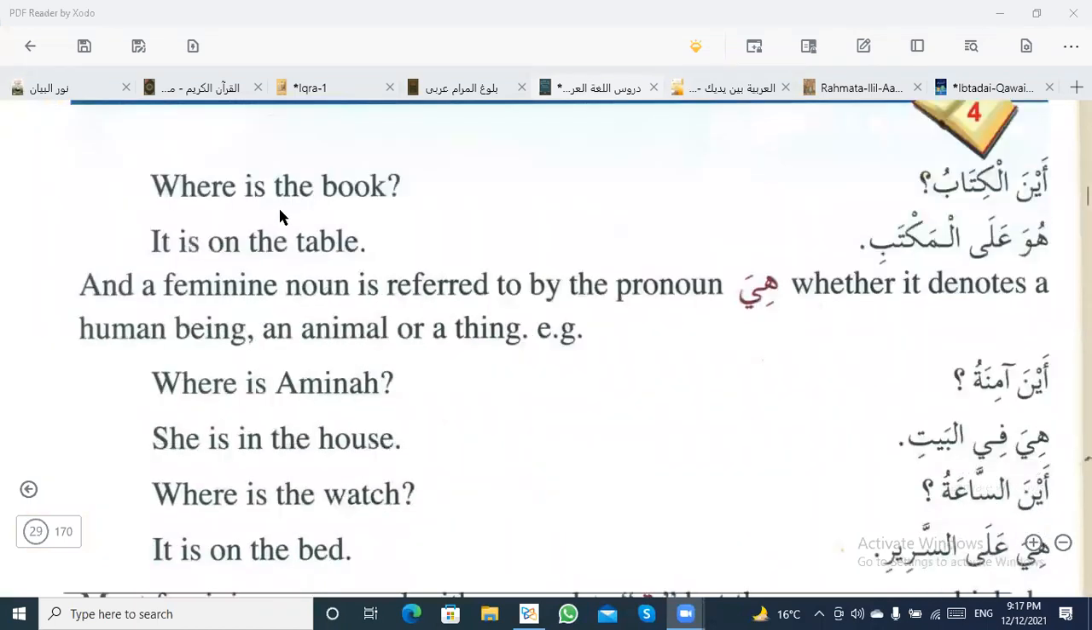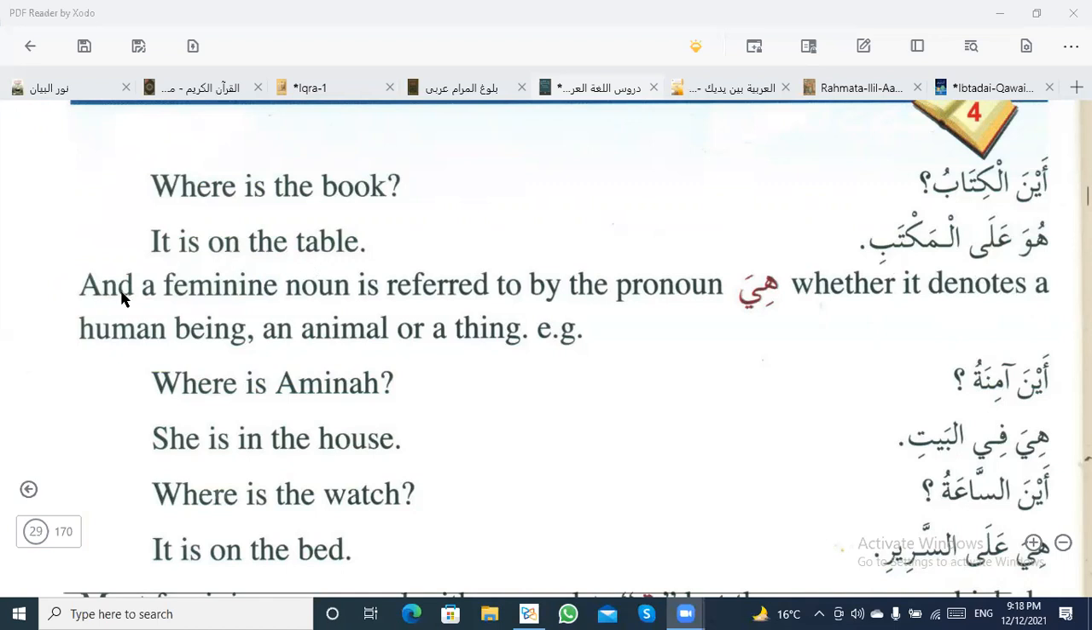Next. Where is the book? Aina al-kitabu? Where is the book? Huwa ala al-maktabi. It's on the table.